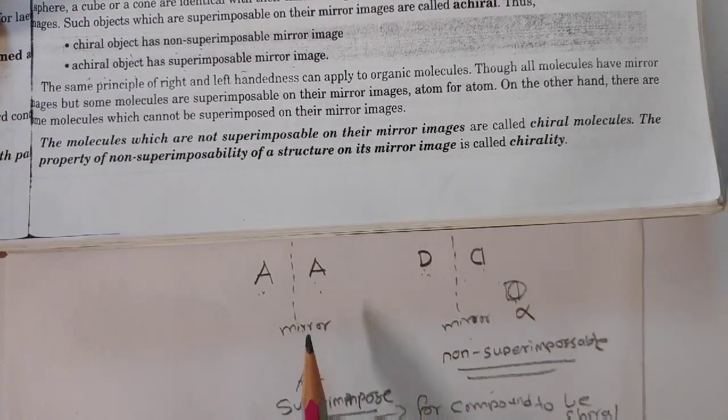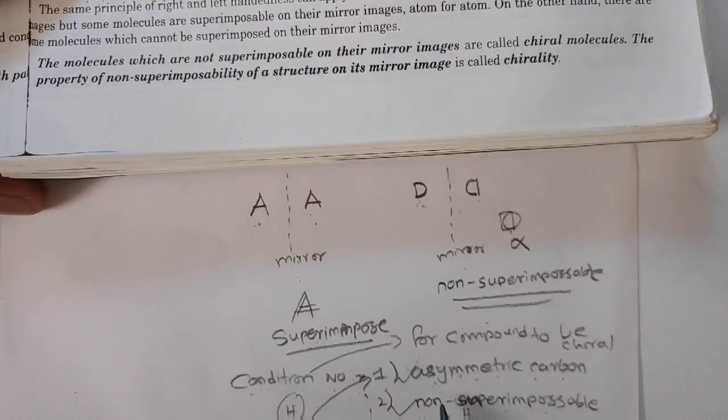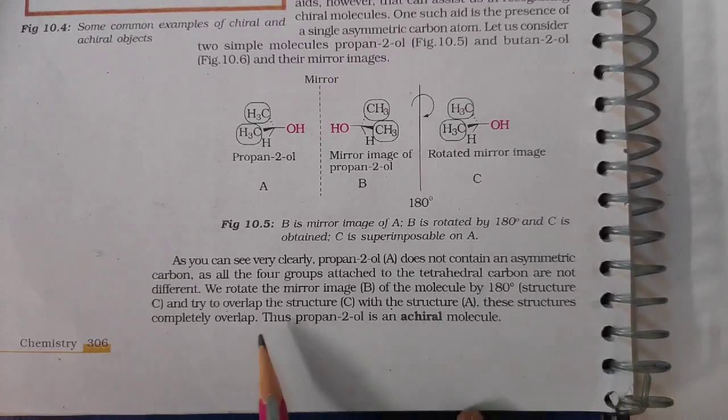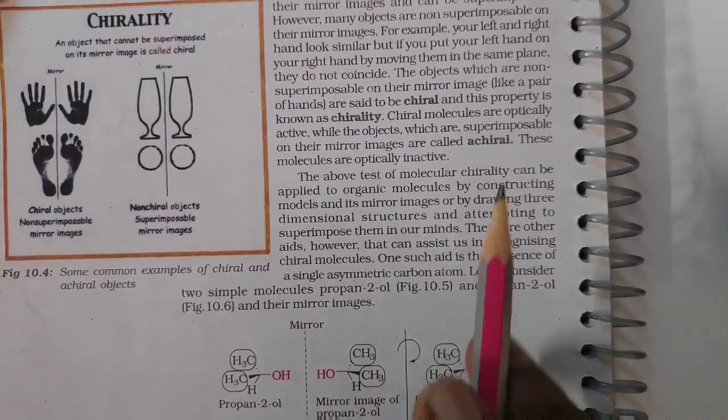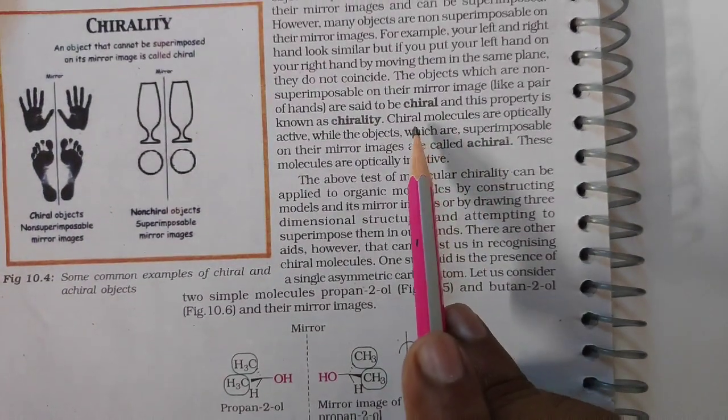Can you see this? If it is superimposable, we cannot call that compound chiral, because the condition for a compound to be chiral is that it is non-superimposable, right? Now, what are the two conditions to be chiral? Asymmetric carbon, and another is non-superimposable. Okay, 1 minute. Now in your textbook, on page number 306, it is very nicely explained, these two conditions.